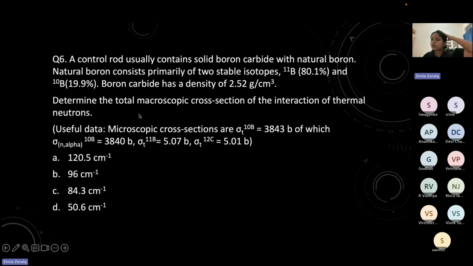Till now we have been talking about the microscopic cross section, and you can see that they have actually given you the values of the microscopic cross section for boron 10, boron 11, and carbon 12, which are the different quantities involved here. So your idea is to find the macroscopic cross section, not the microscopic cross section. That itself tells you kind of how to solve this. I know this has a little bit of calculation, so I will give you a few minutes to solve this question.